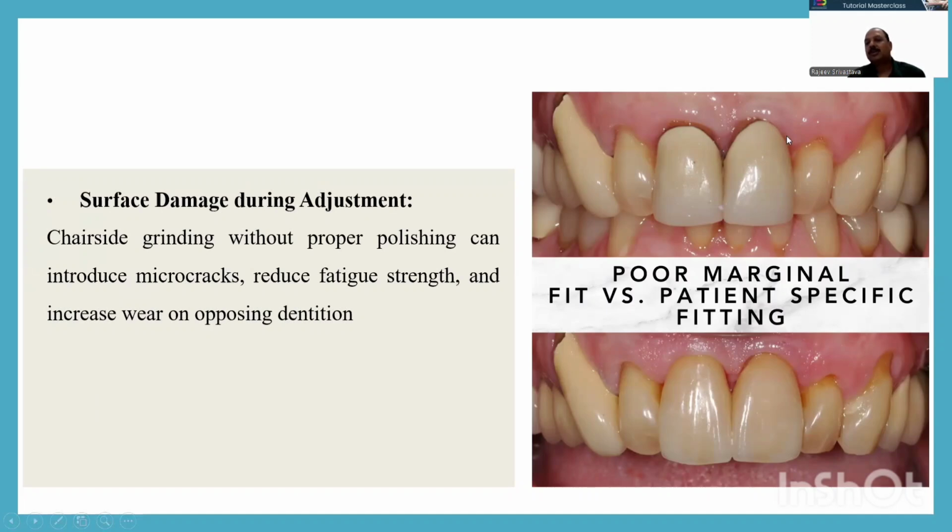There is inflammation also. Then, definite marginal fit. Here you see the gingiva: there is no inflammation. Margins are closed.